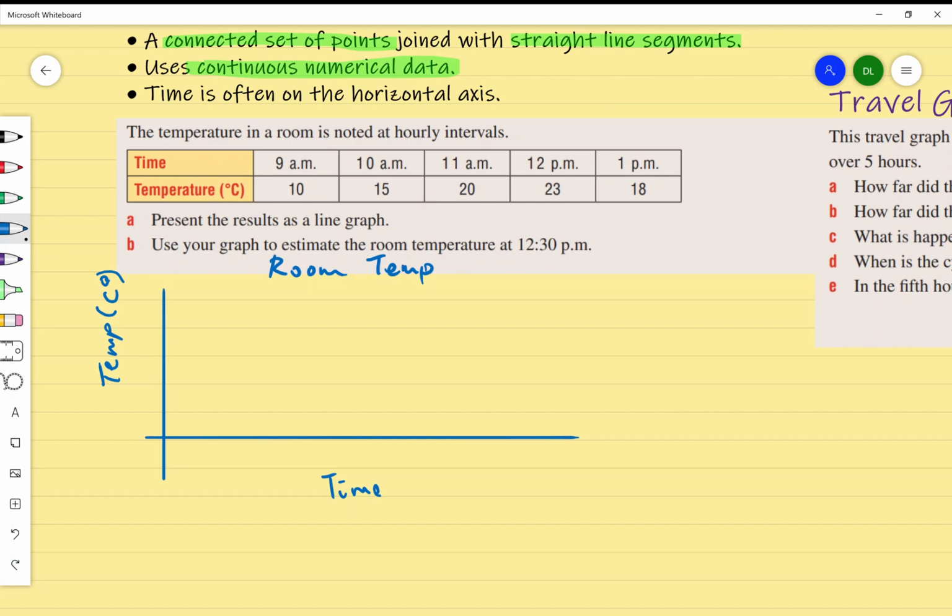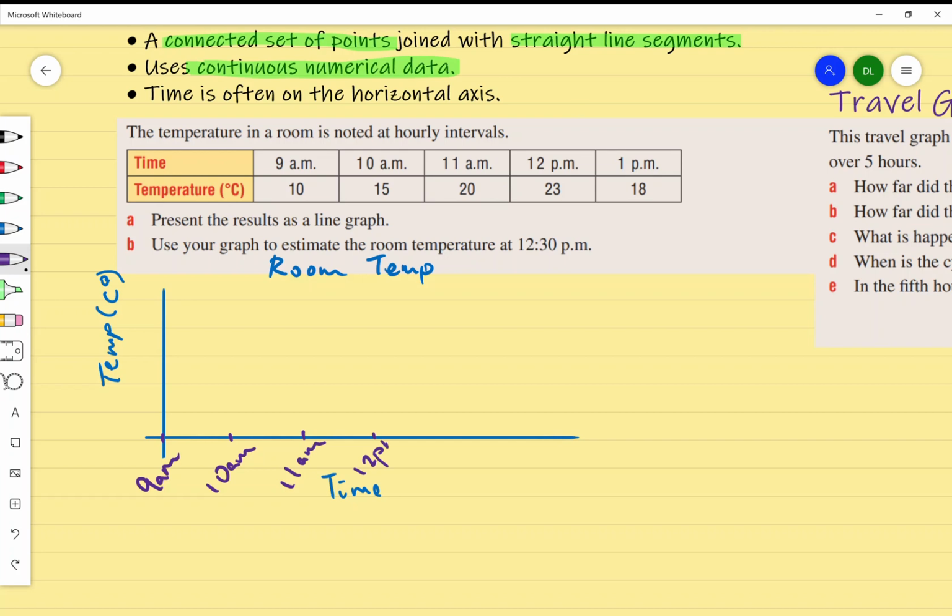Okay, now I'm going to label our time axis. So I've got 9 a.m. Let's label that right here. I'm going to get rid of this space here. 9 a.m. there. And then up next I've got 10 a.m., and I'm just filling in what we see in our top row here. Up next, 11 a.m.